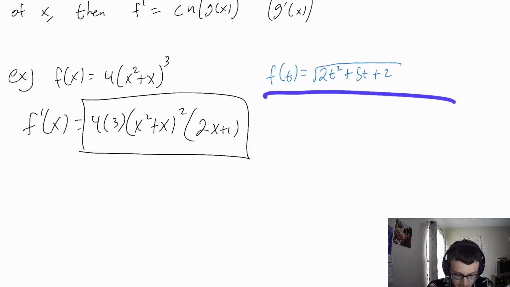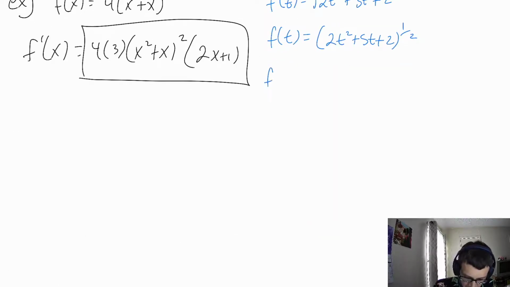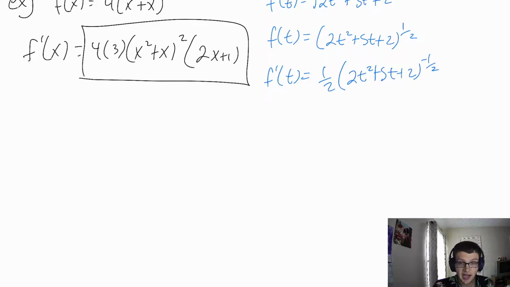Or let's say we have this function. f of t is the square root of 2t squared plus 5t plus 2. Again, always write everything as exponents if you can. So we're going to write this square root as a 1/2 power. And now it's really clear that our function f is just some function raised to a power. So when we take the derivative, we're going to have f prime of t equals 1/2 times (2t squared plus 5t plus 2) to the minus 1/2, because 1/2 minus 1 is minus 1/2. But then we have to multiply by the derivative of the inside here. And this will give us 4t plus 5.